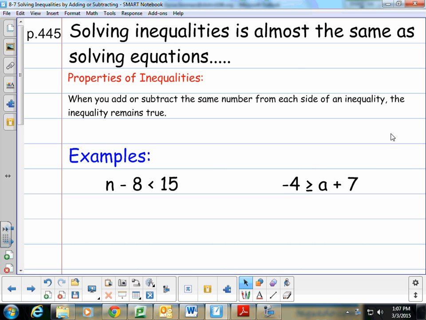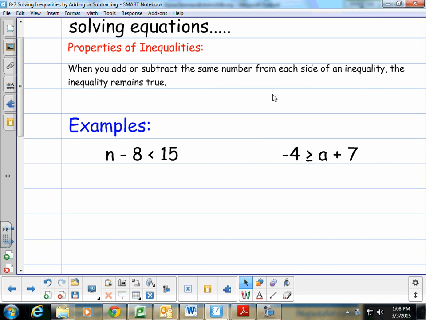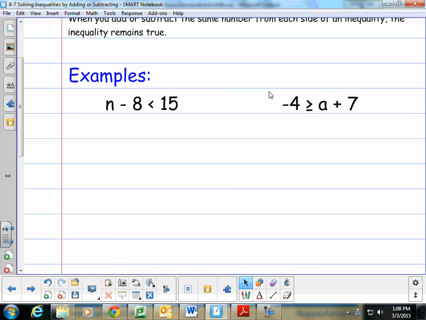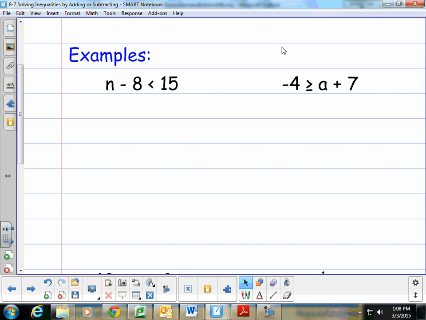So it's almost the same as solving equations, but the property is that when you add or subtract the same number from each side of an inequality, the inequality remains true, just like equations. So instead of the property of equality, it's the property of inequality. You're going to do those same steps. When you see n - 7 < 15, this reads a number minus 7, or 7 less than a number, is less than 15.